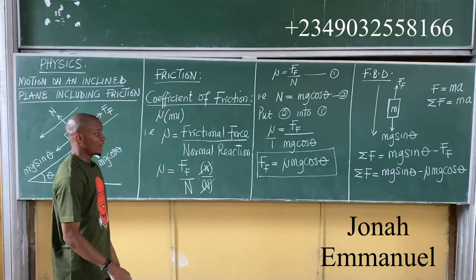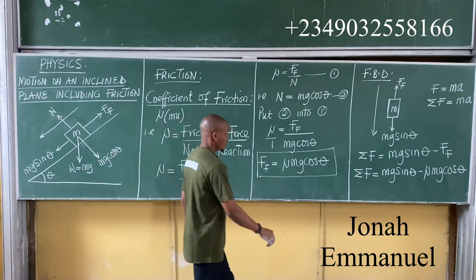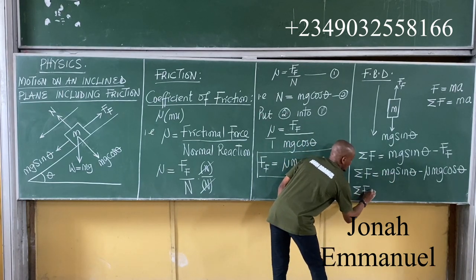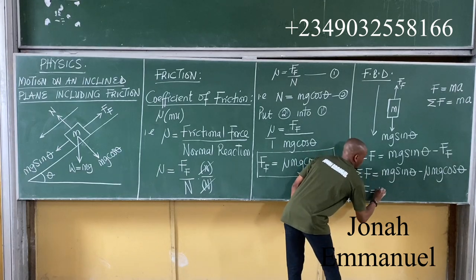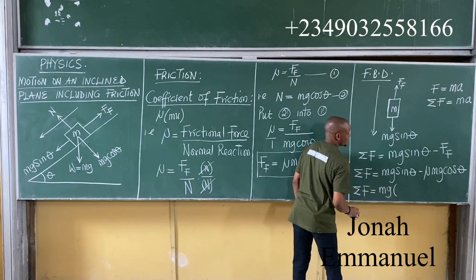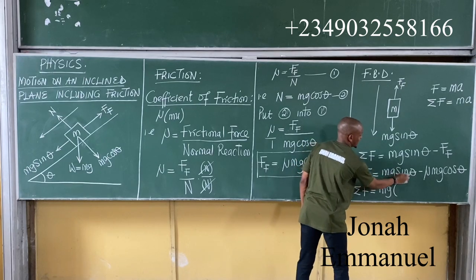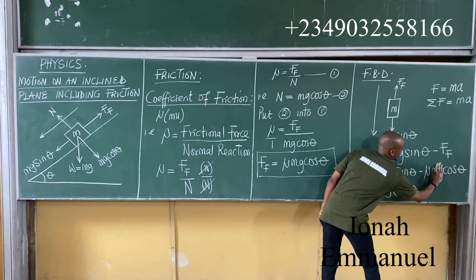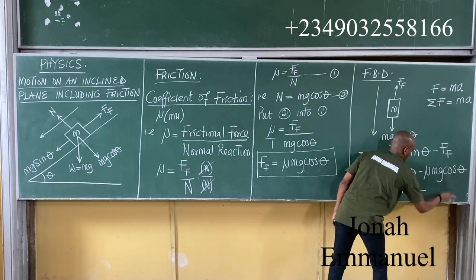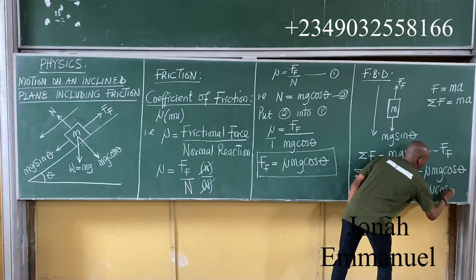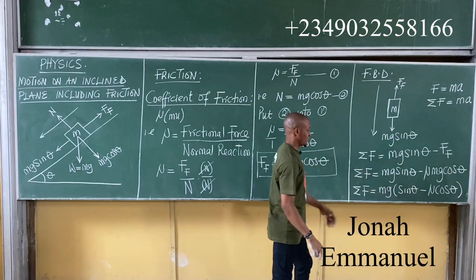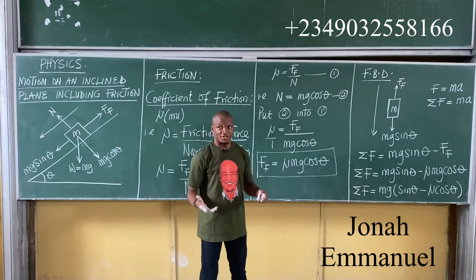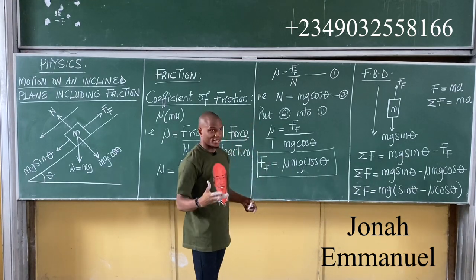Depends on how you want to go about this. If I choose to factorize mg, I'll have that the sum of forces is equal to mg. If I pick up mg here, I'm left with sine theta minus, take out mg there, mu cos theta. So I have this as the sum of forces: mg multiplying sine theta minus mu cos theta.